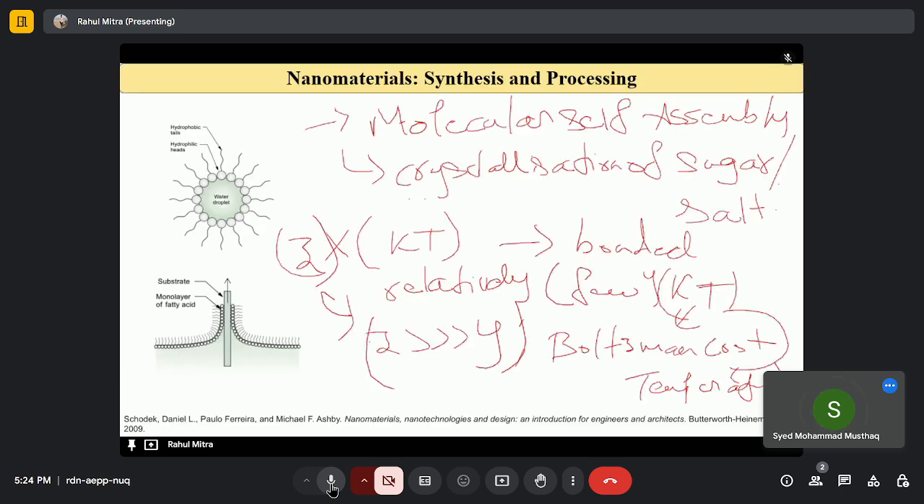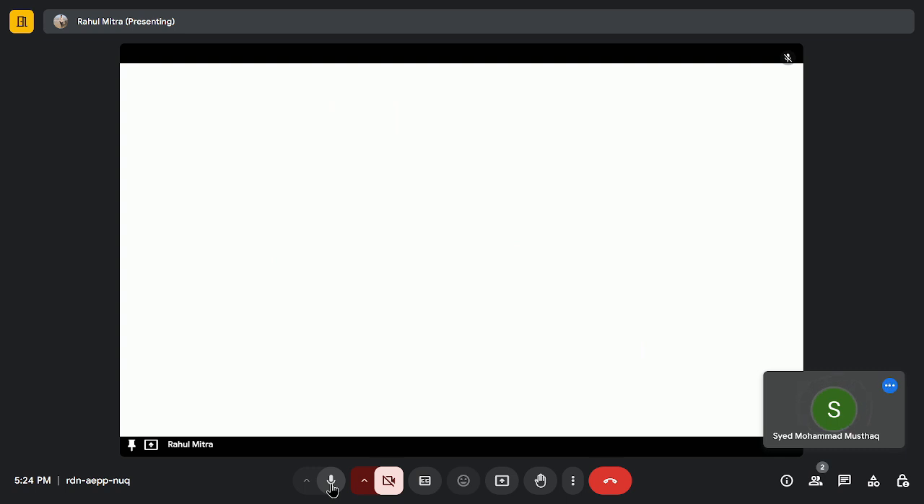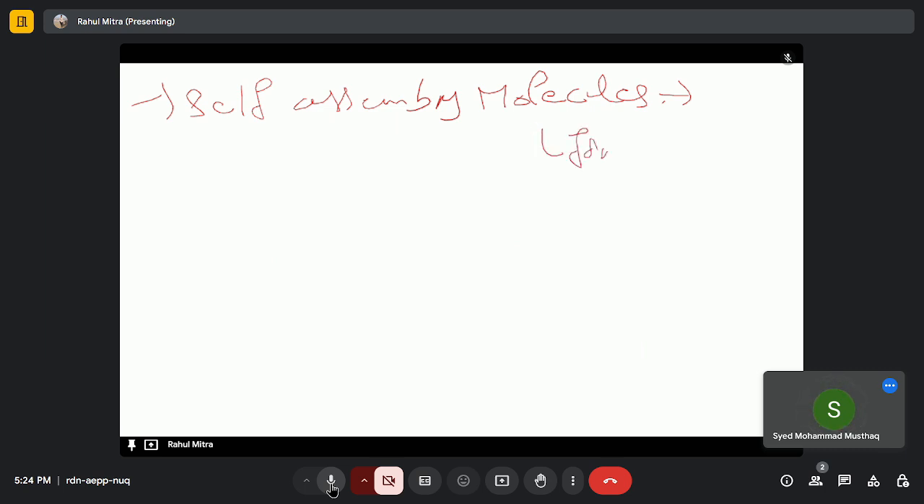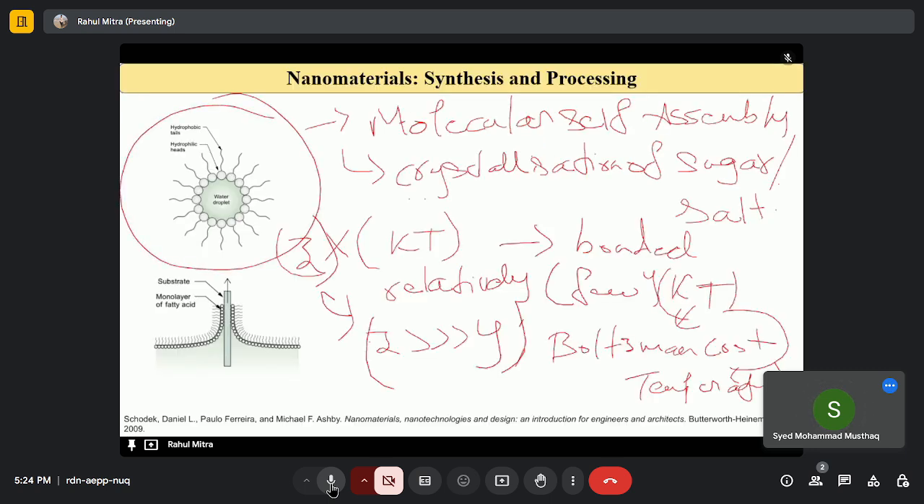Let me give an easy example. Self-assembly molecules form micelles, micellar groups like this. Also in soap solution we have dirt removal through micelle formation, right?